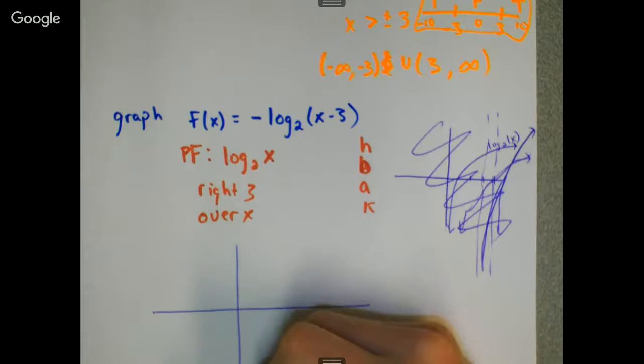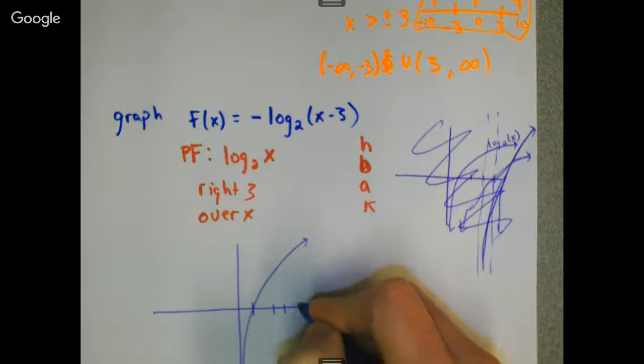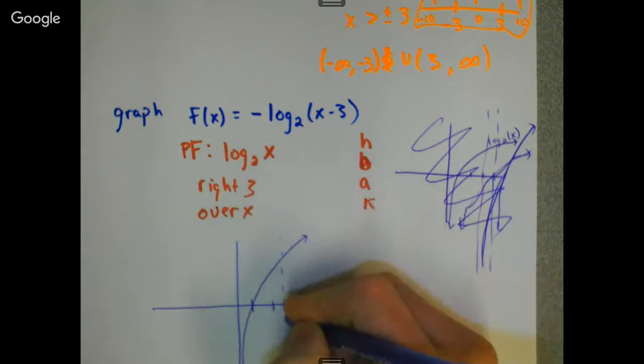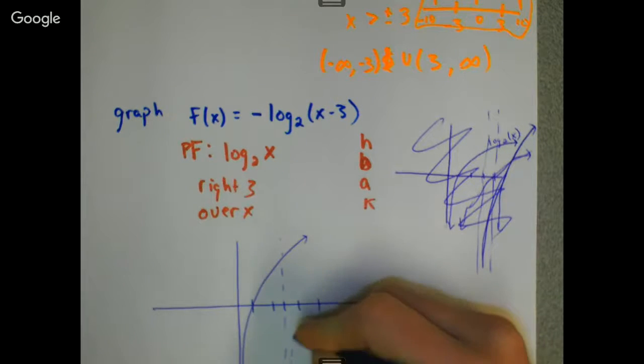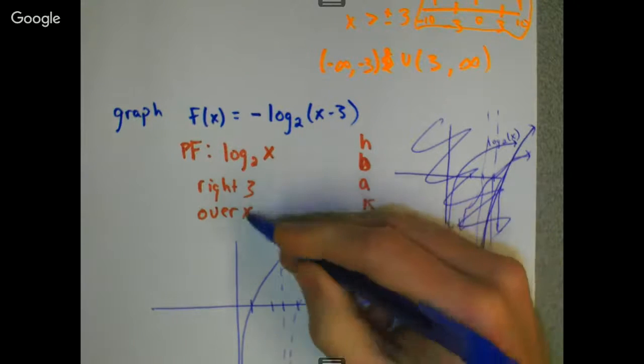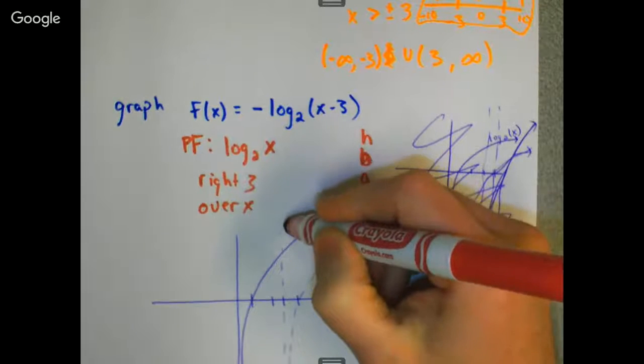So it was here. It crossed at 1. Okay, so this vertical asymptote, when I move it right 3, goes 1, 2, 3. So here's my vertical asymptote, and my graph's now here. Okay, so then we're going to flip it upside down, or flip it over the x. Now we're looking at this graph.